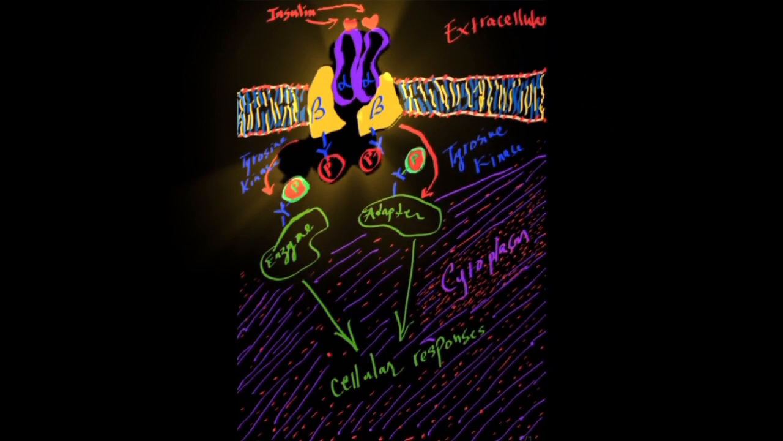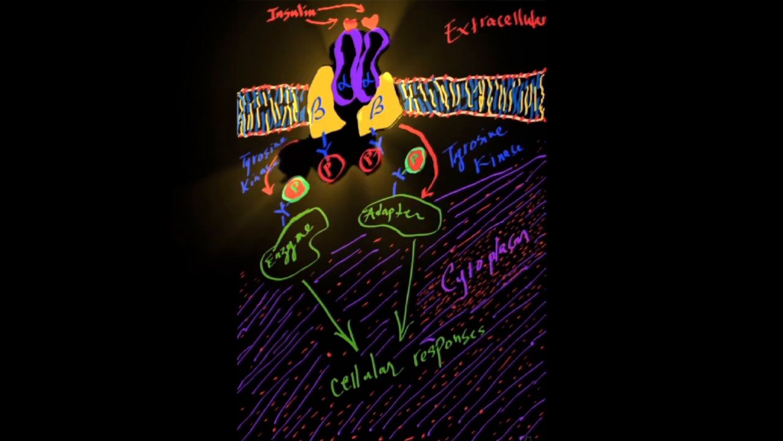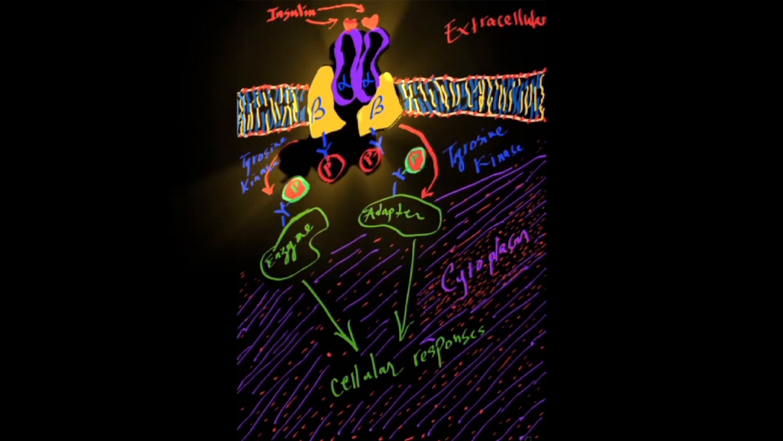So when you activate the insulin receptor, you activate the tyrosine kinase activity of that receptor. I want you to appreciate that in that beta subunit shown here, this is again a polypeptide. There are several tyrosine residues, part of that polypeptide. They get phosphorylated by the intrinsic kinase activity of the receptor.